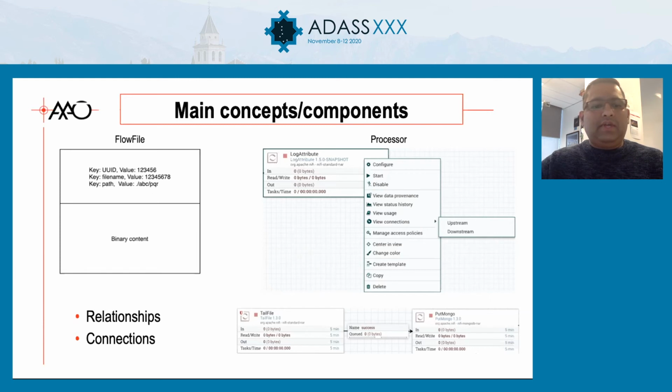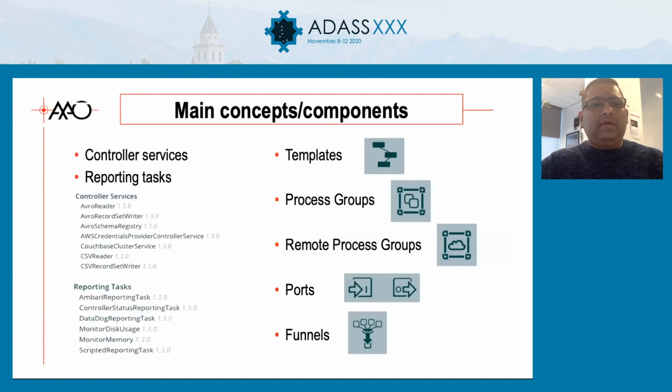These are done by relationships and connections. For example, a relationship, if the processor processes the flow file properly, correctly, it moves that flow file to the success relationship. And if that relationship is connected with another processor, the flow file is moved forward to the next processor via this connection. And we have controller services, reporting tasks, and templates.